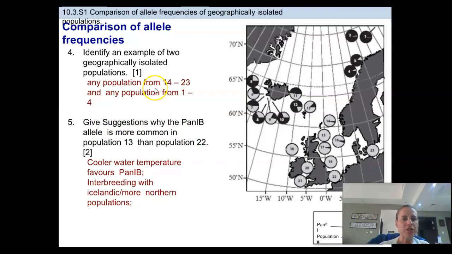All right, so an example of 2 geographically isolated populations. Basically, you could look at any of 14 to 23, these ones over here, and any population between 1 and 4. So your answer could be 1 and 15 are 2 geographically isolated populations. Give suggestions why the pan-IB allele is more common. It could be anything to do with the place that they're living. Cooler water temperature favours pan-IB. Interbreeding with Icelandic, oh, it is Iceland, good, and more northern populations would give different characteristics of the species.